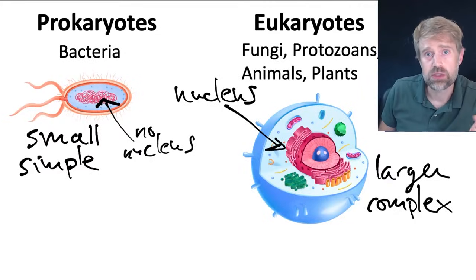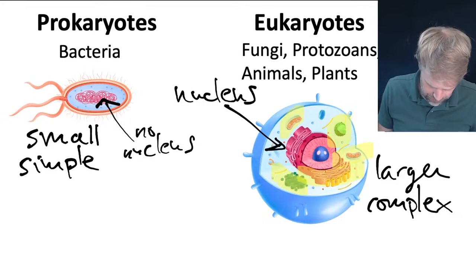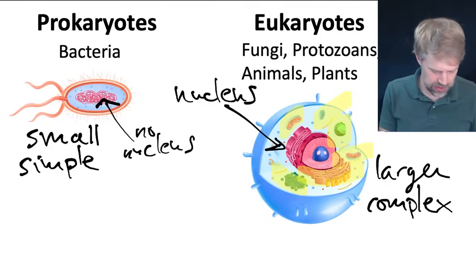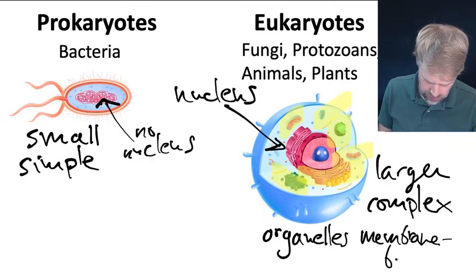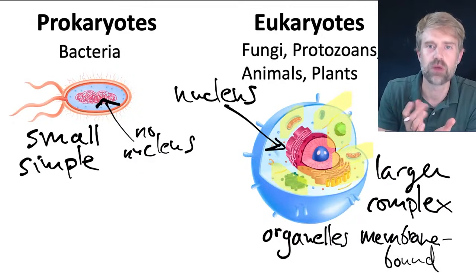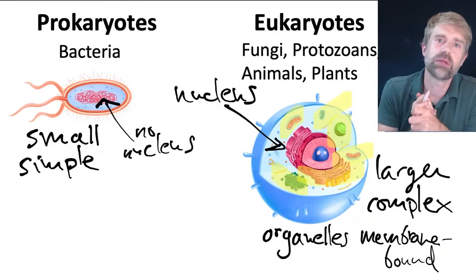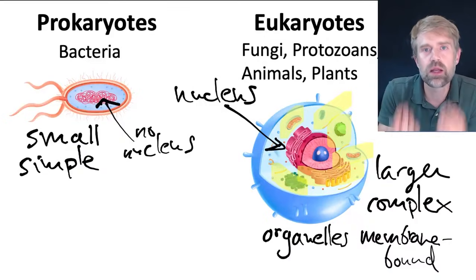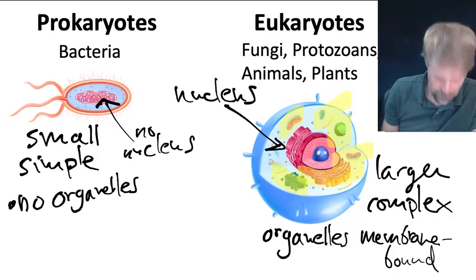Another major difference is look at all these organelles. Eukaryotes have mitochondria. Plants have chloroplasts. They have the Golgi apparatus, the endoplasmic reticulum, lysosomes, and lots of other things. They have organelles that we call membrane-bound, which means they are surrounded by membranes. The mitochondria has a membrane around it. The nucleus has a membrane around it. The chloroplast has a membrane around it. I mean, chloroplasts and mitochondria actually have two membranes around them. The nucleus also has two membranes. But the point is, there are membrane-bound organelles in eukaryotes. In prokaryotes, there are no organelles surrounded by membranes. No membrane-bound organelles.